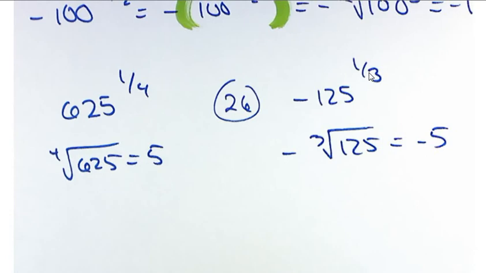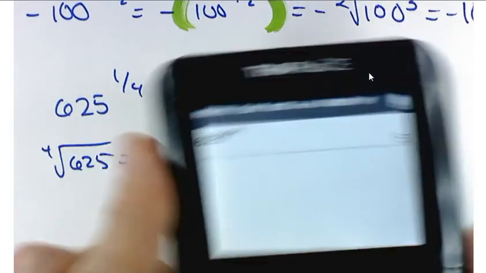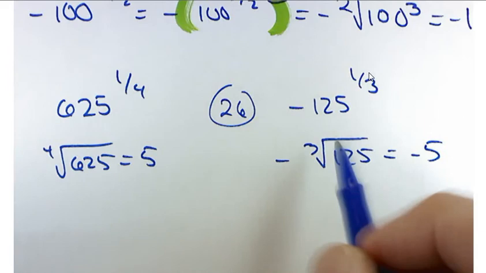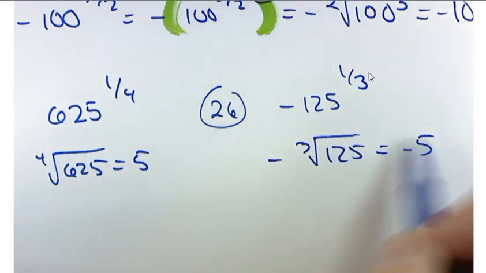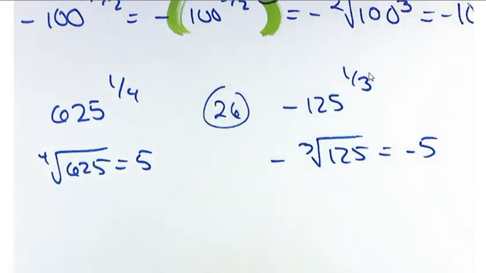And this time with problem number 26, you should have gotten a negative 5. It should not give you a decimal on that one. What might be happening is that if you put it in with parentheses, depending on how you put it in, maybe you've got the reciprocal of what you should have ended up with. But you shouldn't get a 0.2, for instance. Is that what you got?